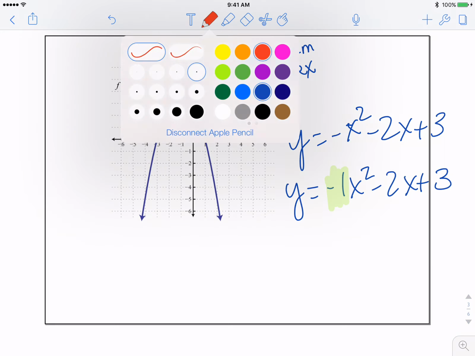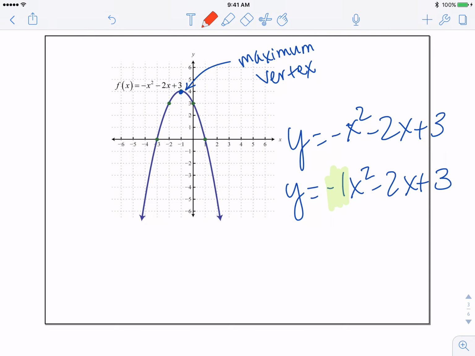Now you'll notice in this parabola that I have shifted up 3 units from the x-axis, and that's because the c value is a positive 3.